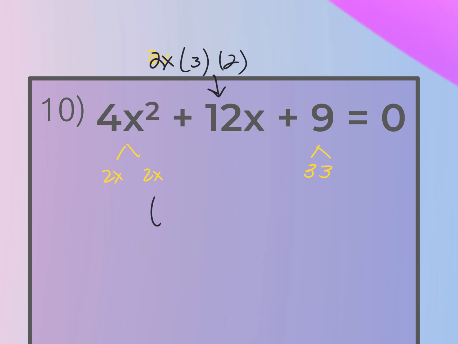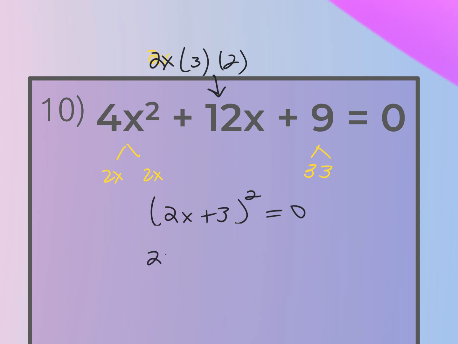So what is your perfect square trinomial? What's the binomial? 2x plus 3, and how many of them do you have? 2. Squared. If you want to write them both out, you're more than welcome to. You don't have to. So again, we have 2 answers. They just both happen to be the same.